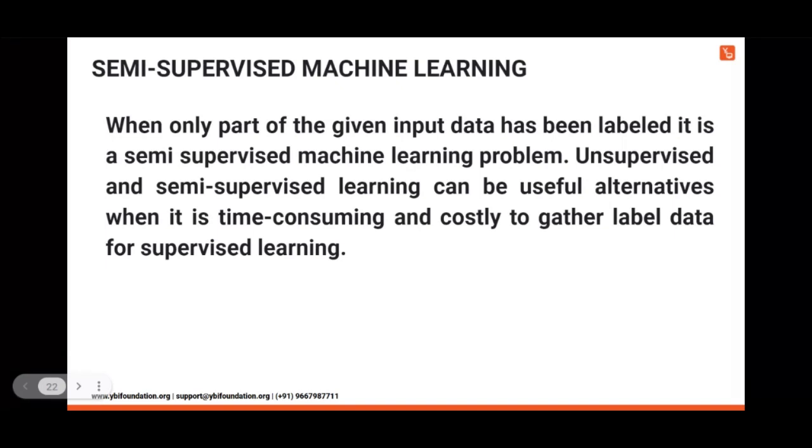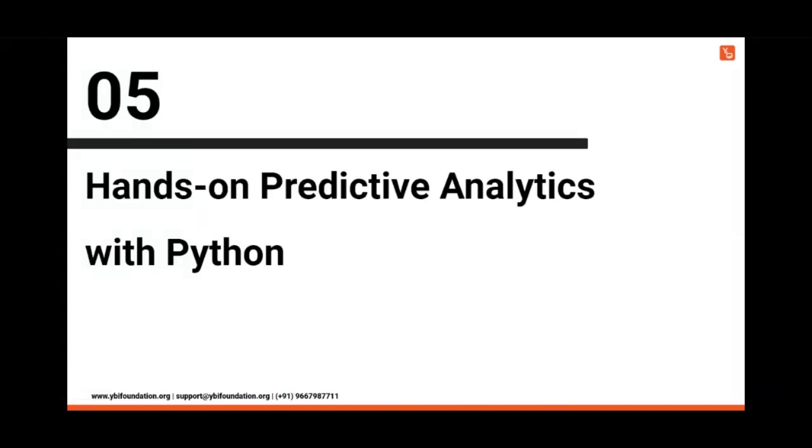That is also used for predictive analytics. Any questions so far in terms of understanding the use cases? So reinforcement learning is where we learn from the environment. It's from the environment we learn. That is the domain of reinforcement learning.